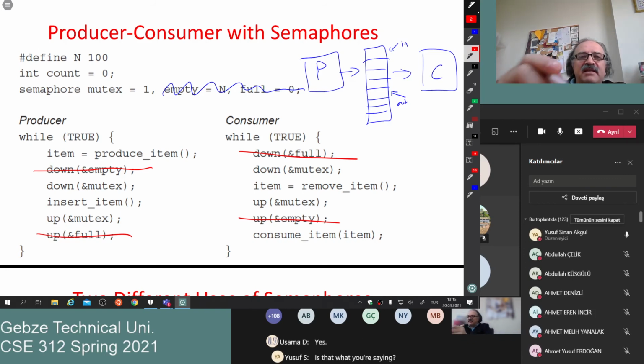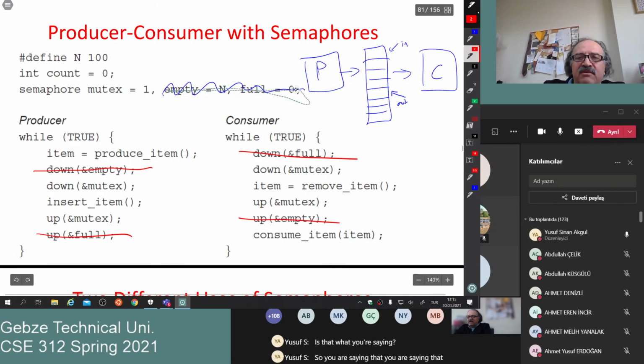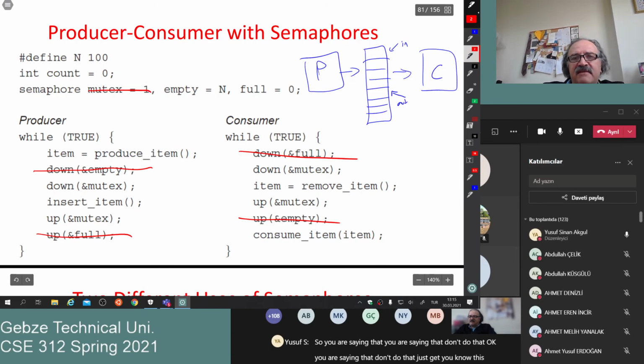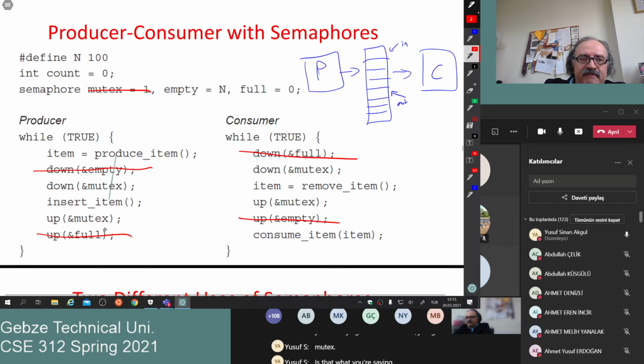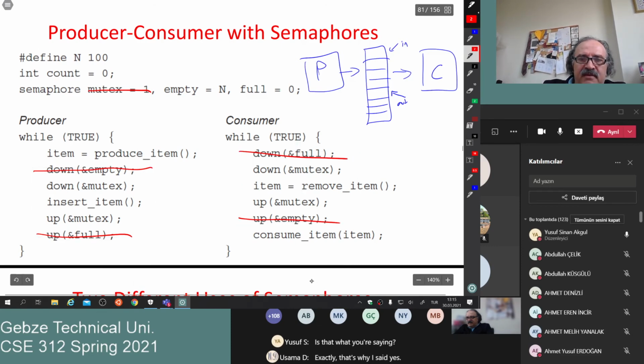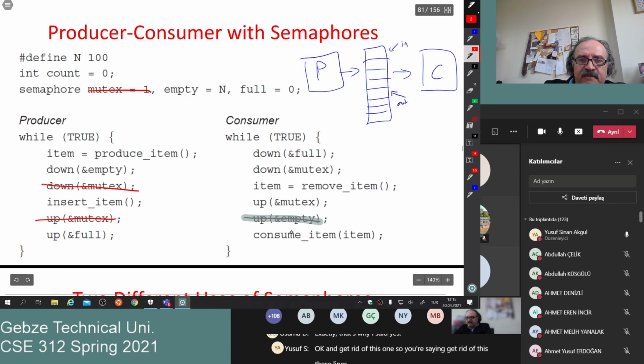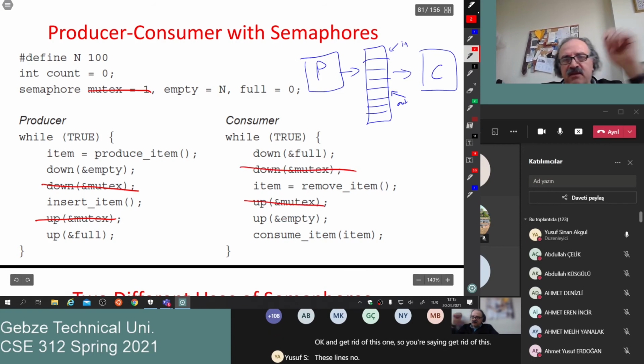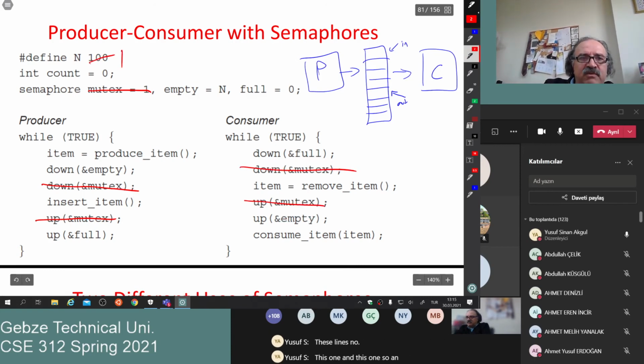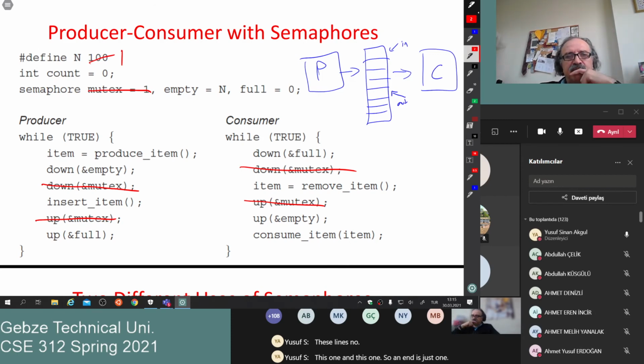Oh, you are saying that don't do that. Just get rid of this mutex. Is that what you are saying? Exactly. That's what I'm saying. Okay, and get rid of this one. So you are saying get rid of these lines. No, this one and this one. So n is just one. Does this work? Any ideas, people?